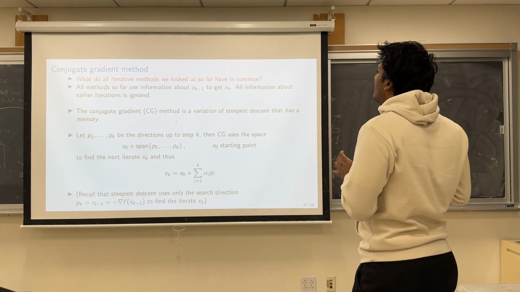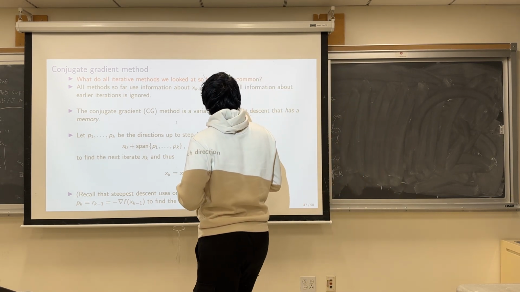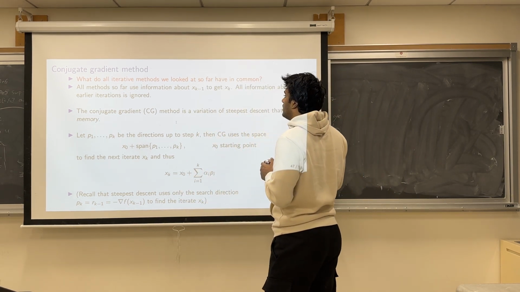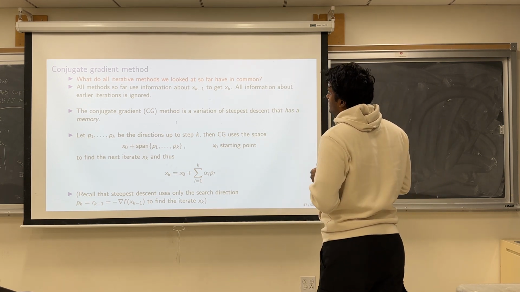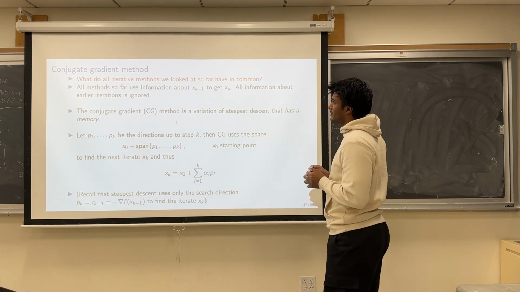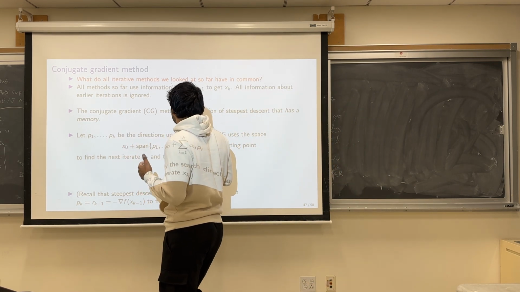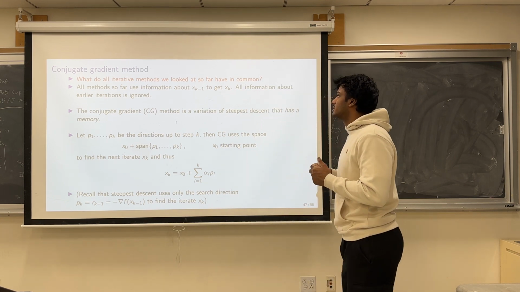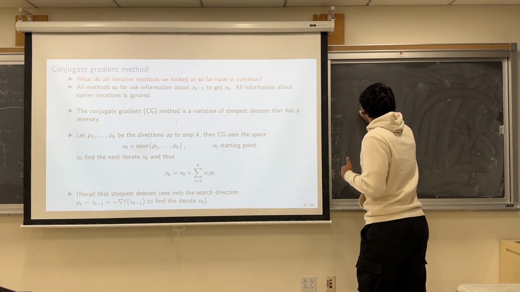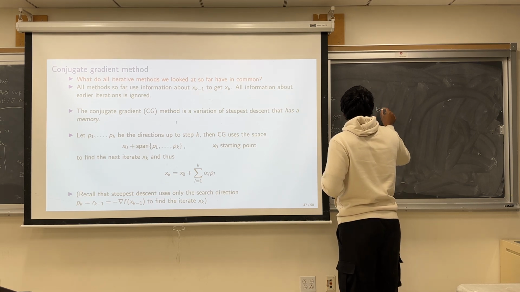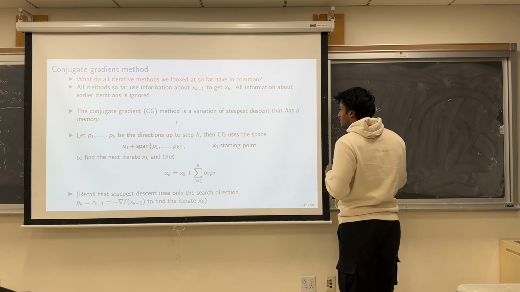So what do all the methods we looked at so far have in common? All the methods so far use information about xk minus 1 to get xk. What do you mean all the methods you looked at so far? You only looked at one, that gradient, that was Richardson. All information about earlier iterations is ignored. No, Ax equals b, you're just solving Ax equals b, you're not going anywhere else.